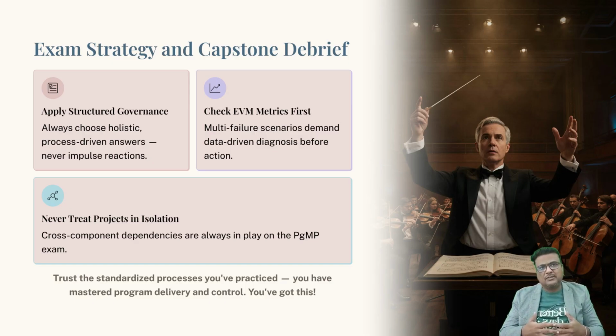In very simple words, this means whenever you read a complex, multi-paragraph situational exam question where multiple things are failing at once, your correct answer choice will always involve applying structured governance, checking earned value metrics, executing formal change control, and leading through integrated program processes. Never panicking, acting on impulse, ignoring cross-component dependencies, or treating projects in isolation.